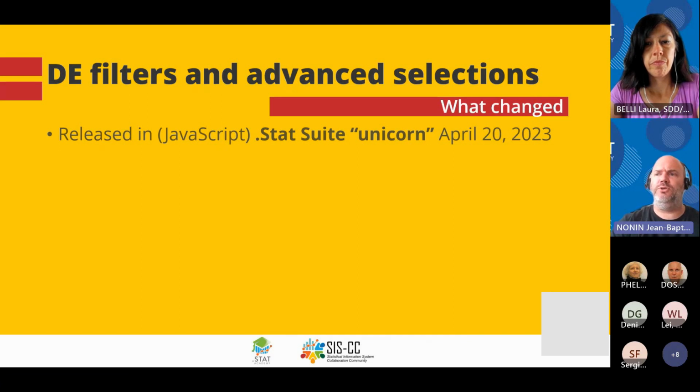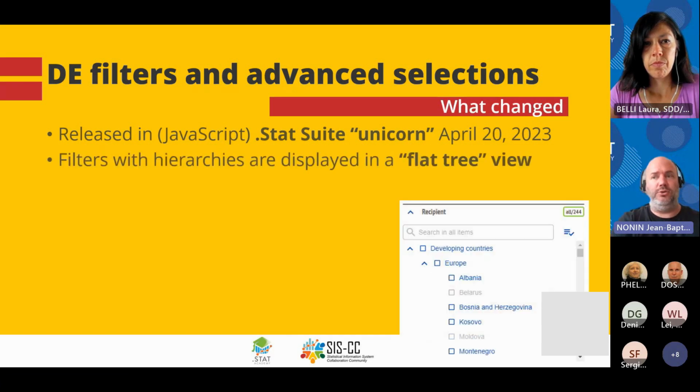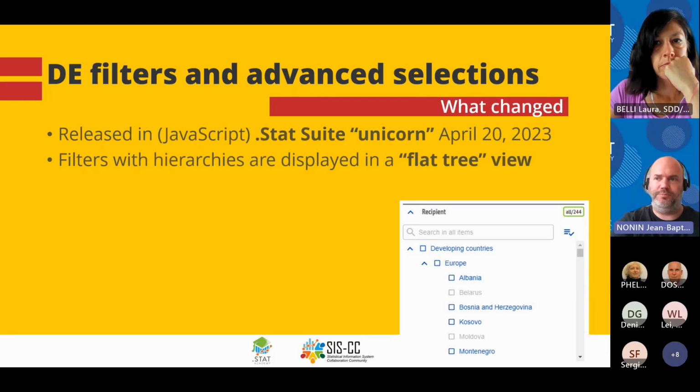So with these new features of the Data Explorer, the main shift of behavior, I would say, was to replace the scope lists by what we now call the flat tree view. So it's a more traditional view of the filters and the hierarchy, meaning that all the levels of the hierarchy can be displayed at once on screen.